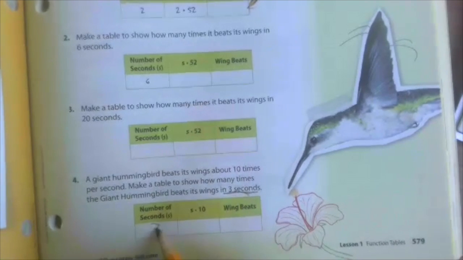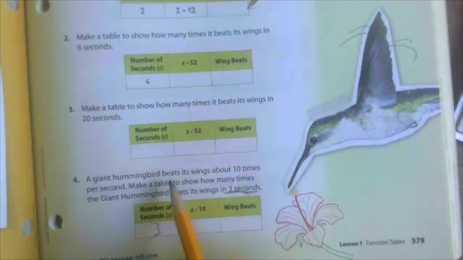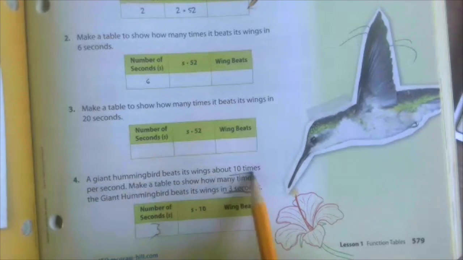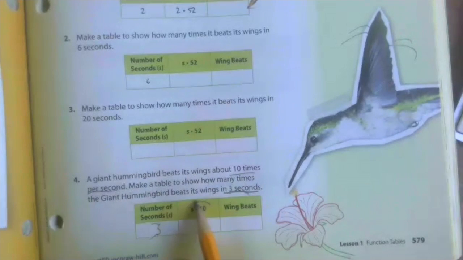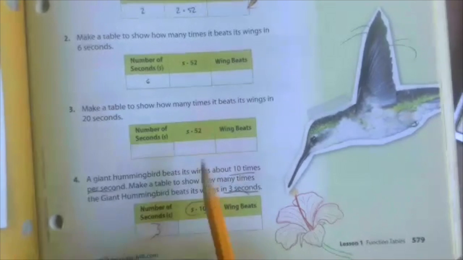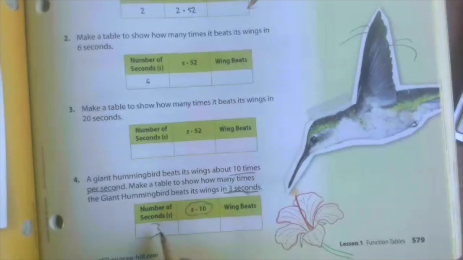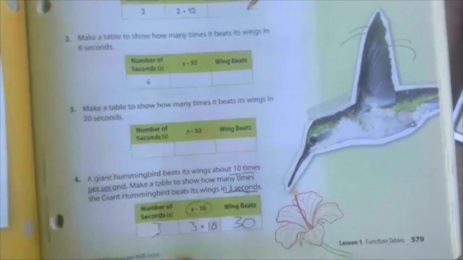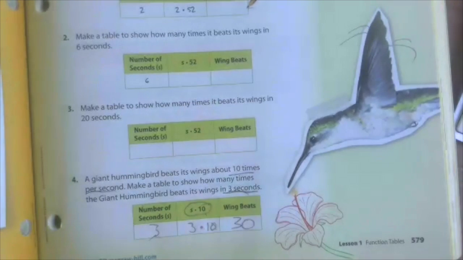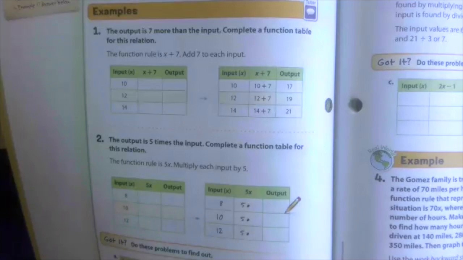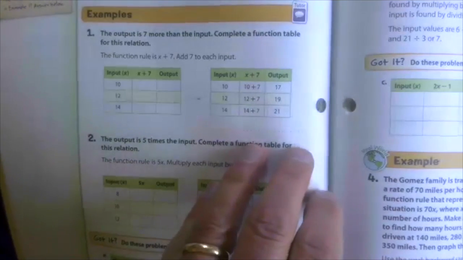So I'm going to put a 3 here. And the formula here is, it says it's 10 times per second. So that's why the formula here is S times 10, not times 52, but times 10. This is a bigger bird, slower wings. And so if S is 3, now we're going to write 3 times 10. And hopefully you can do that in your head. 3 times 10 is 30 in 3 seconds. Get it? Great.